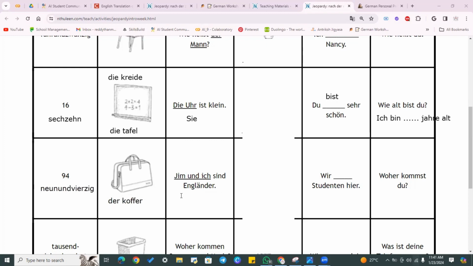Now, Jim und ich sind Engländer. We're talking about two people over here, Jim und ich. So it comes under we, isn't it? In English, we. So in German, it will be wir. Wir dash Studentin hier. Wir sind Studentin hier. We are students here. Okay, one more question. Woher kommst du? Where are you from? Ich komme aus Indien.